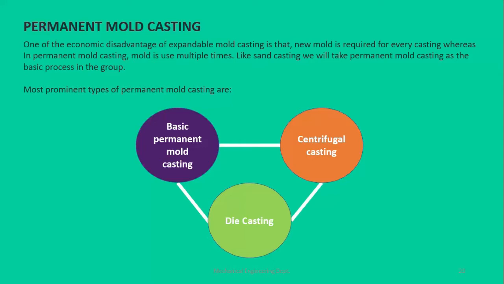Some of the main types of permanent mold casting include the basic permanent mold casting, die casting, and centrifugal casting. The basic permanent mold casting is also known as gravity die casting, and die casting is called pressure die casting. These are other names for them.